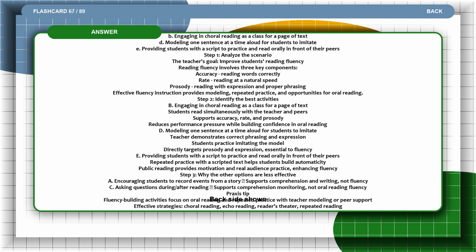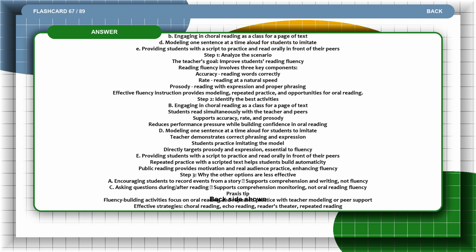Reading fluency involves 3 key components: accuracy, reading words correctly; rate, reading at a natural speed; prosody, reading with expression and proper phrasing. Effective fluency instruction provides modeling, repeated practice, and opportunities for oral reading. Step 2. Identify the best activities. B. Engaging in choral reading as a class for a page of text.